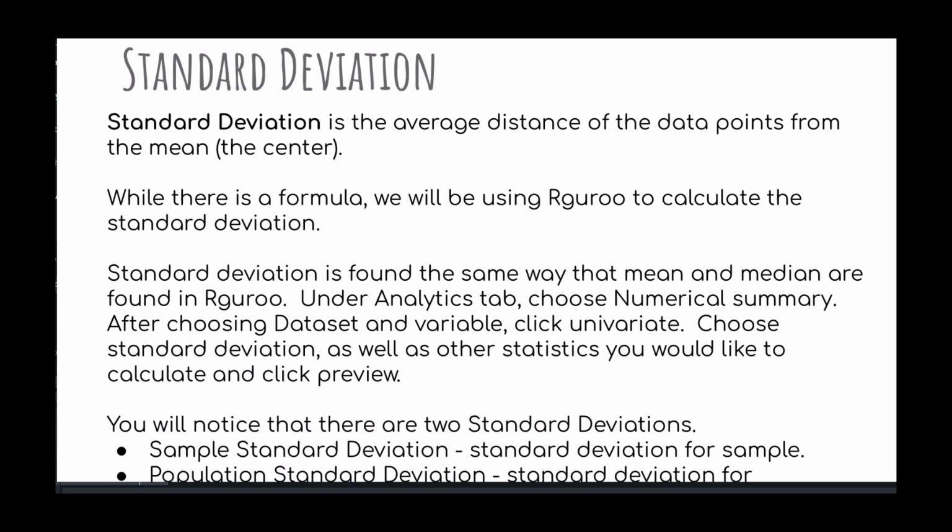So this is what standard deviation is. Standard deviation is the average distance of the data points from the mean, from the center. So basically, it's like finding the average distance each of the data values is from the mean. Finding the distance each data value is from the mean, and then finding the average of those distances. And so there is a formula for this, but we actually are going to use Rguroo to calculate the standard deviation.